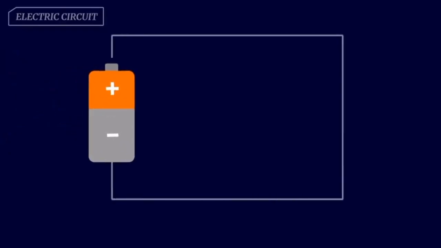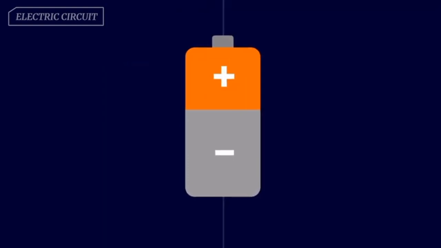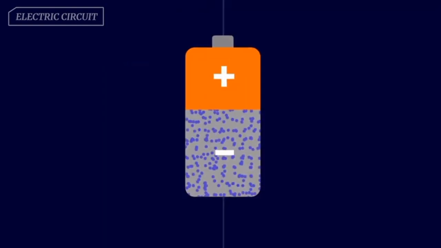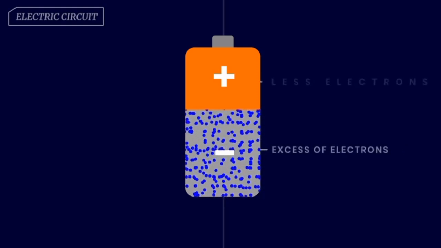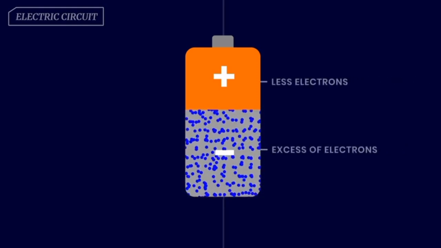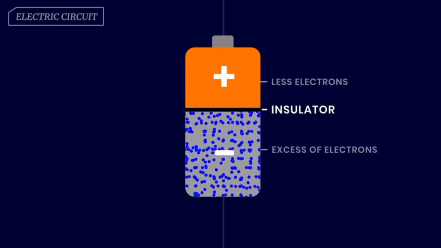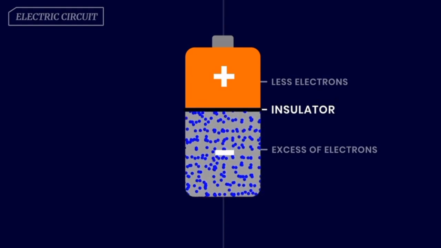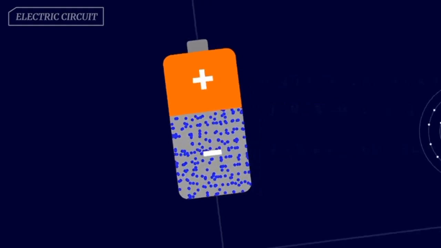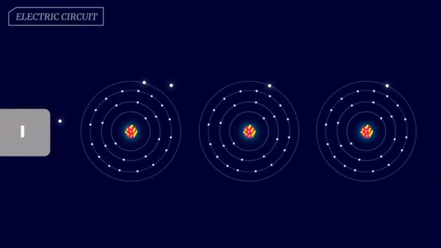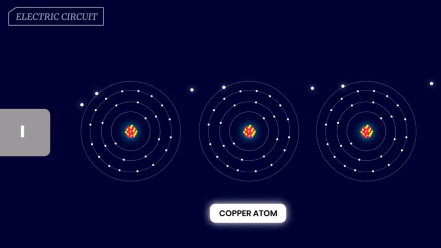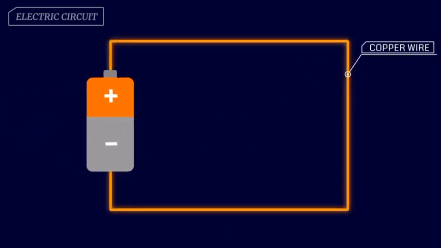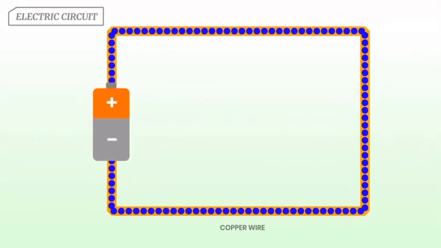Now let's look at a simple circuit that consists of a battery. The battery is just the external force that has excess electrons on one side and fewer electrons on the other side. It has insulators that separate the part having excess electrons and the part having fewer electrons. So these electrons are just moving in the atoms from one atom to another, like copper atoms. That's why we mostly like to use copper wire, since it has free moving electrons.